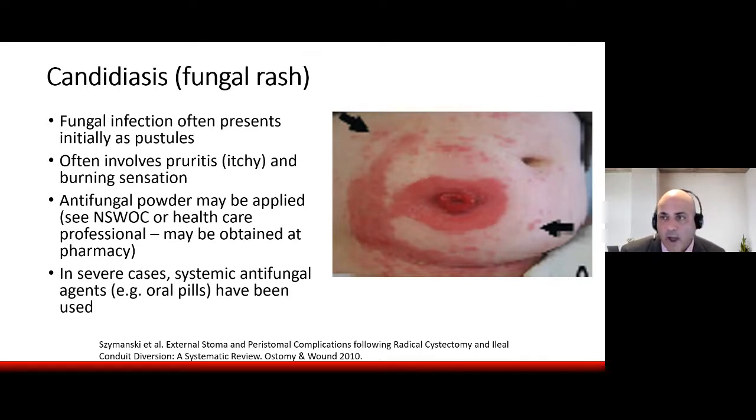And if it's a fungal rash, your NSWOC nurse or healthcare professional may recommend an antifungal powder to be applied under the barrier, and that can usually be obtained with a prescription at the pharmacy. And in some cases, when the rash is very large and extensive and really becoming a problem, in rare cases, antifungal pills may be prescribed, but that's done by the healthcare professional.